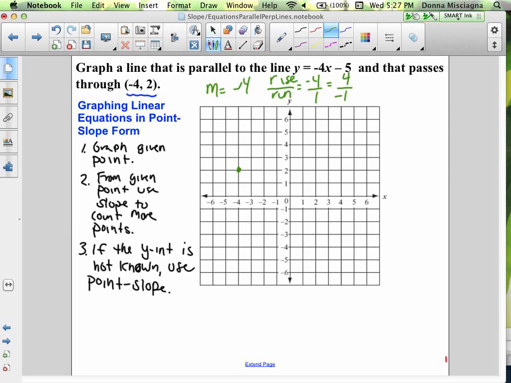Well, we pretty much have no space, but we could count a little bit up and to the left. So let's count down and to the right, and then we'll count up and to the left. We count down 1, 2, 3, 4, and to the right 1. We could also count up 1, 2, 3, 4, and then go to the left 1. You can see our points are all on the same line. Now let's connect those points.